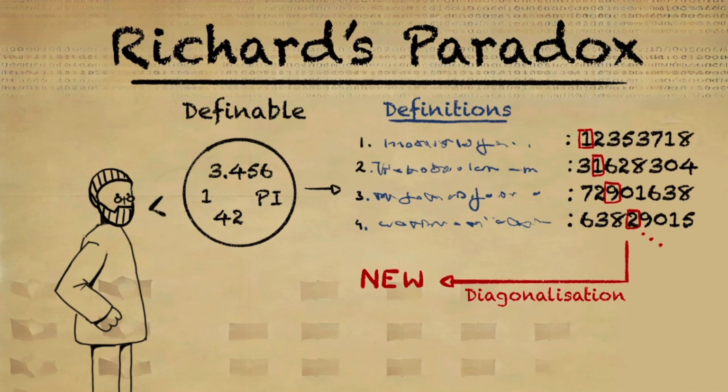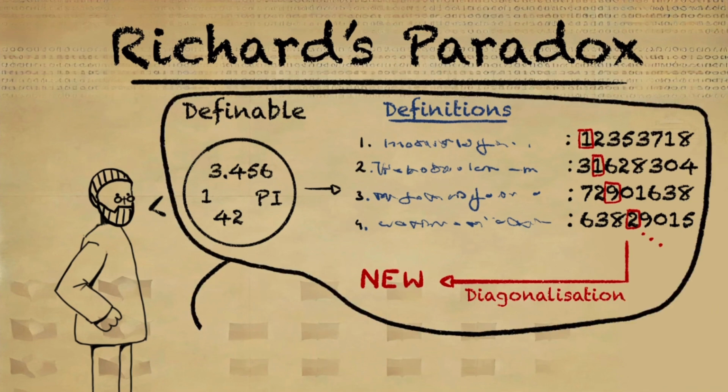Therefore, nu isn't in the set of definable numbers. It's different from each of them, so it's not definable. But did I not just define it, nu? If you take exactly what I just said and put it as a string, isn't that the definition of nu? Nu is definable, but it's also not. Now that's a paradox.